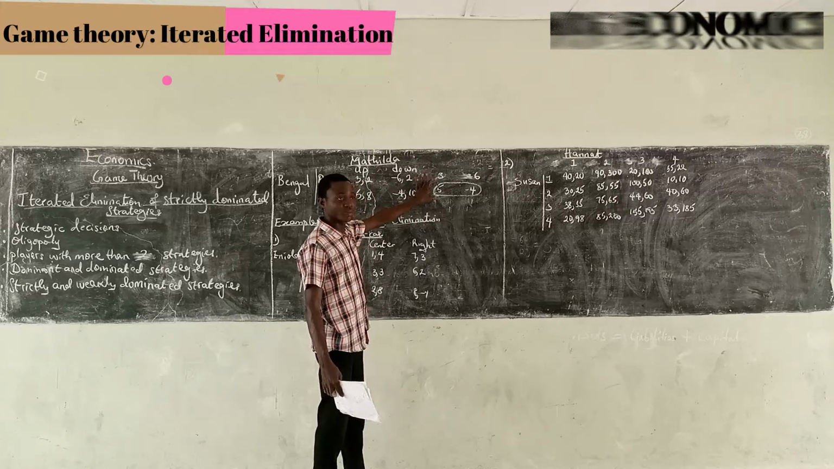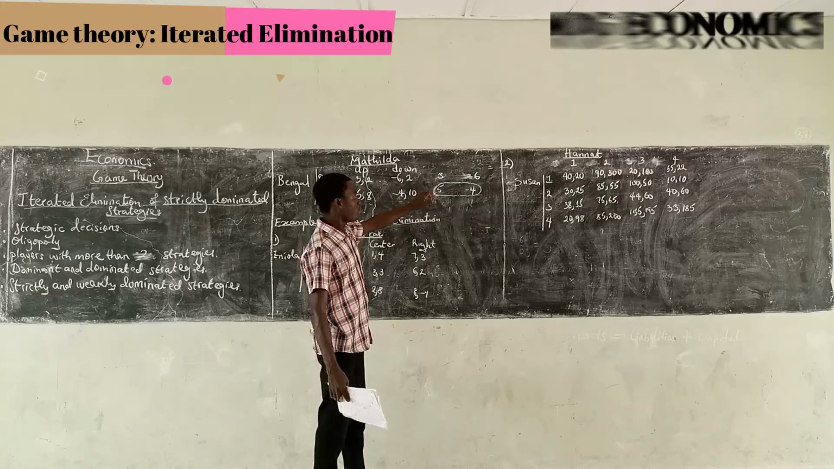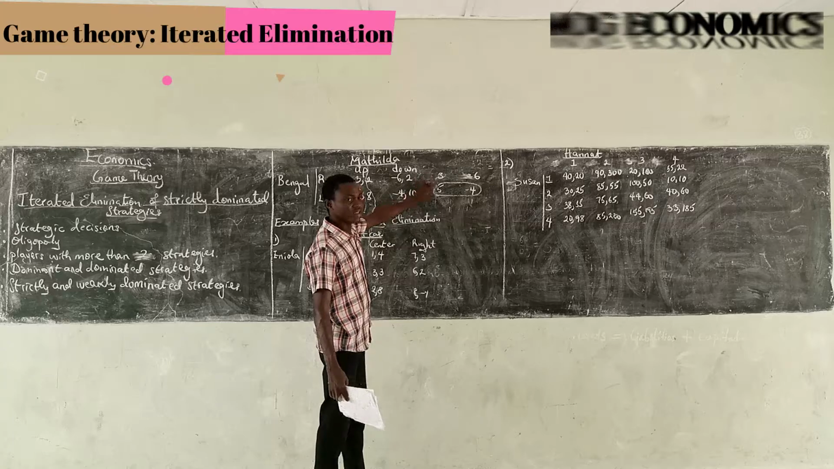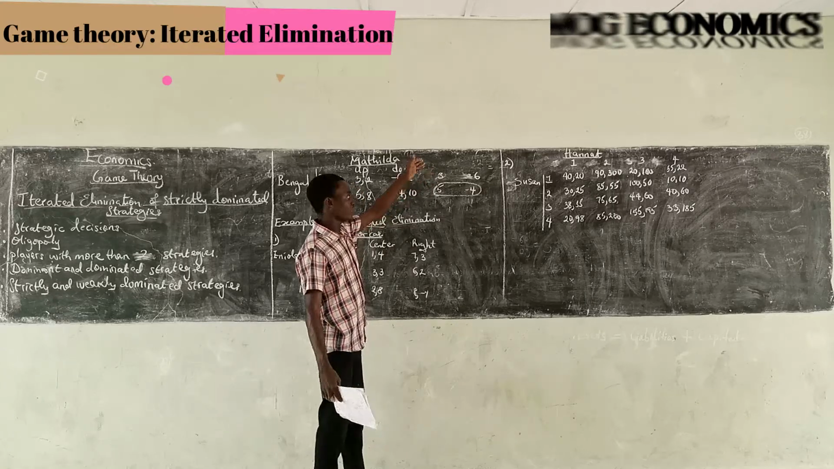Whatever Matilda does, Bengal should go left. So that's the meaning. And this strategy strictly dominates Bengal playing right. Why?